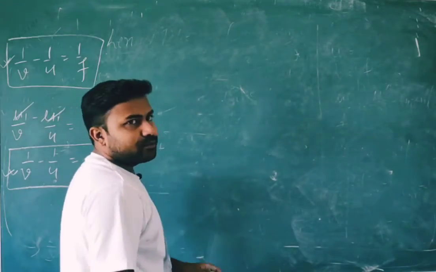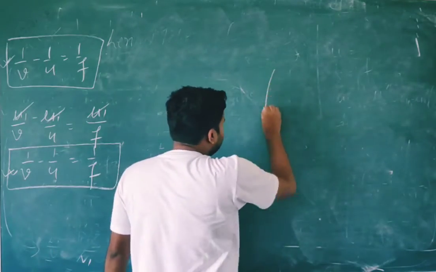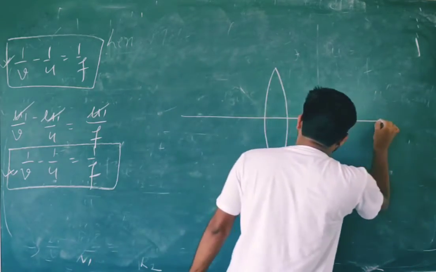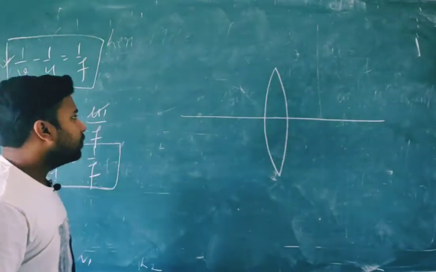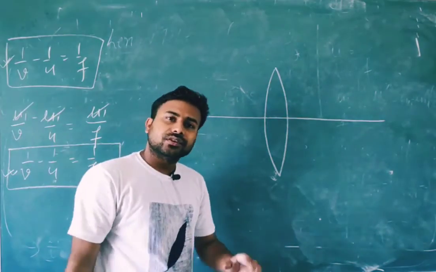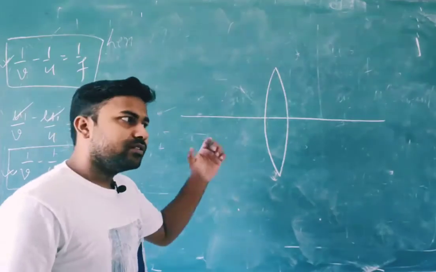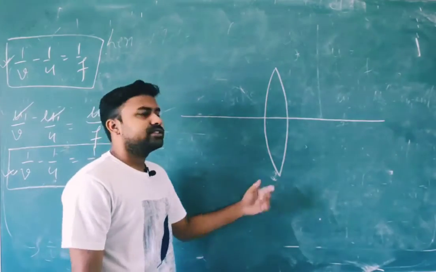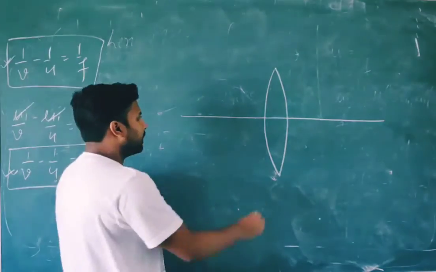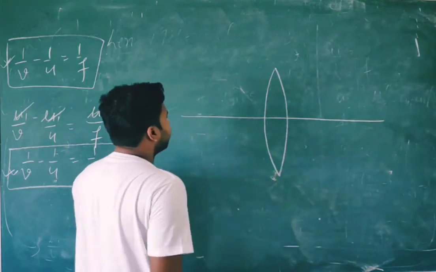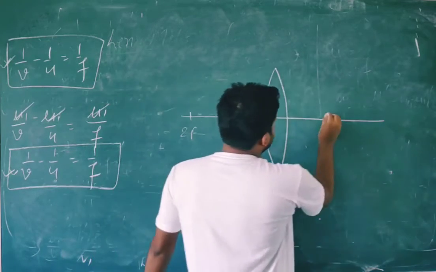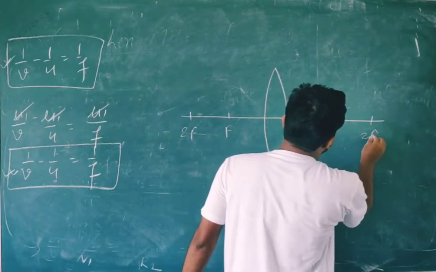Okay students, now I am going to discuss the magnification formula. Again I am assuming here, this formula is valid for concave, convex, all types of lens. You can derive this formula using the concave lens also; I derived it using the convex. Now again I am taking a convex lens. This one is the f, this one is the 2f, f, and here it's a 2f.